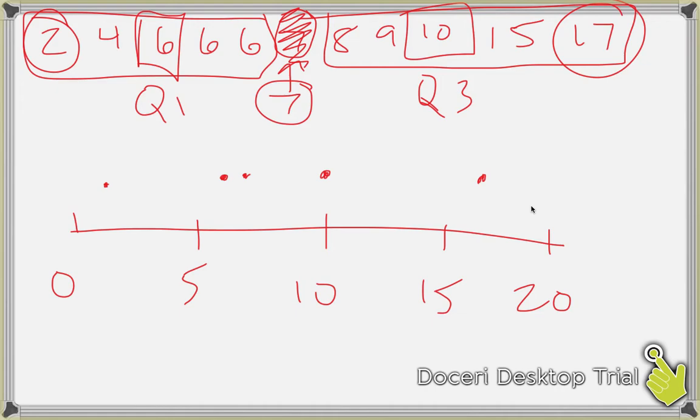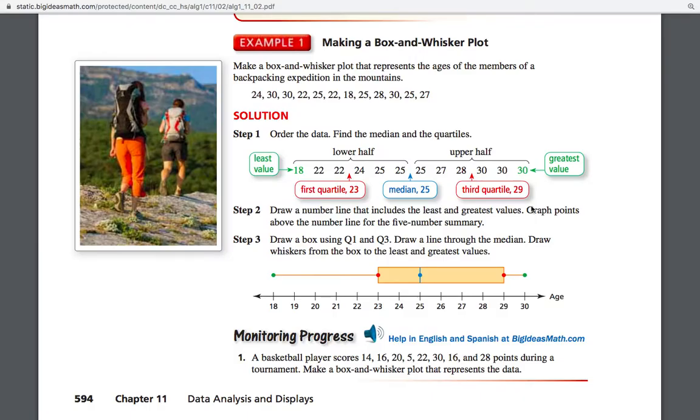Use the middle 3 to create the box, and then the rest uses the whisker. Okay, so there you go. That's how we're going to create that box and whisker. Okay, if you need to, look back at it, look at it again.